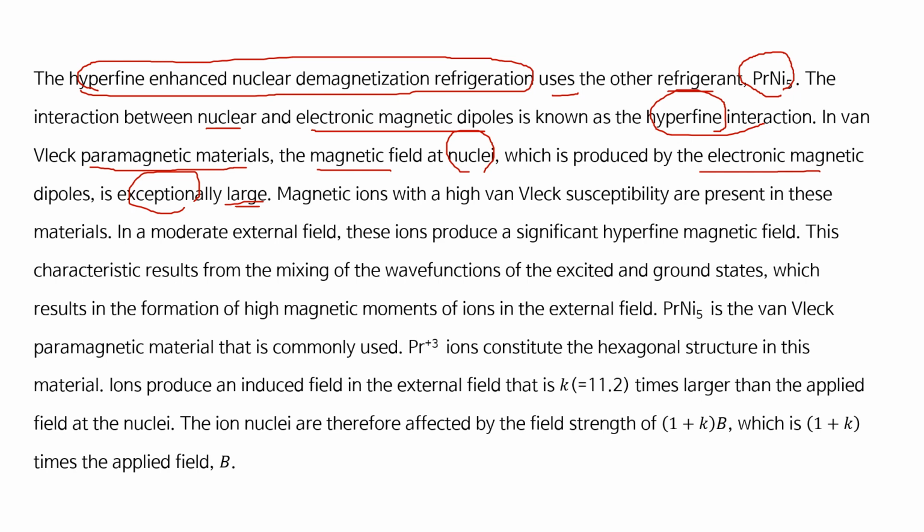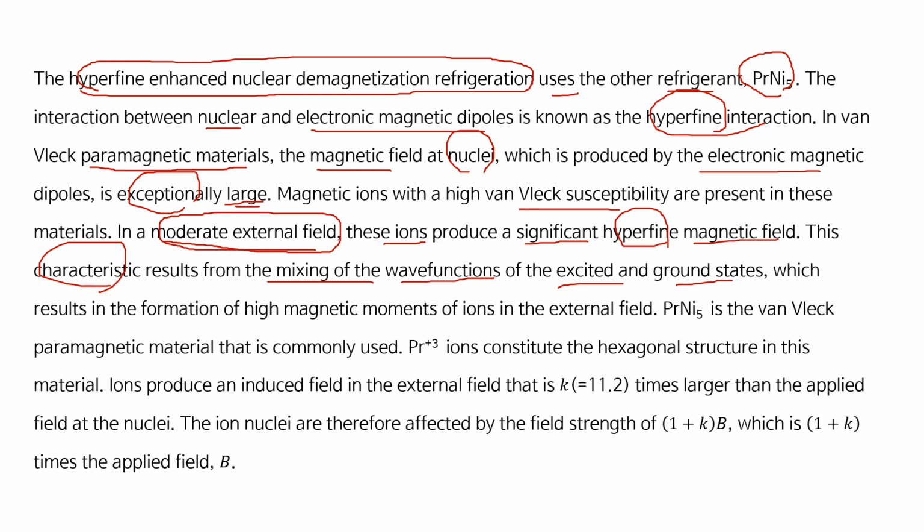Magnetic ions with high Van Vleck susceptibility are present in these materials. In a moderate external field, these ions produce a significant hyperfine magnetic field. This characteristic results from the mixing of wave functions of the excited and the ground states, which results in the formation of high magnetic moments of ions in external field.